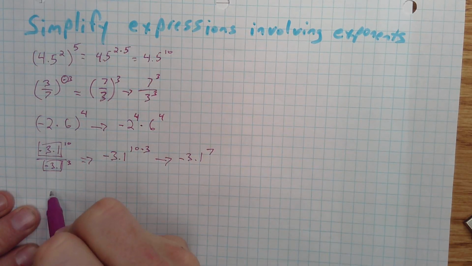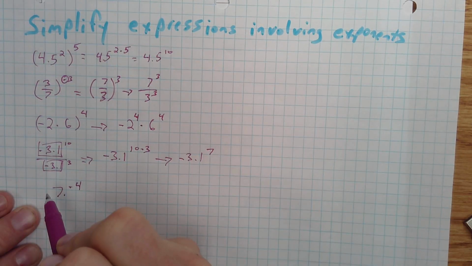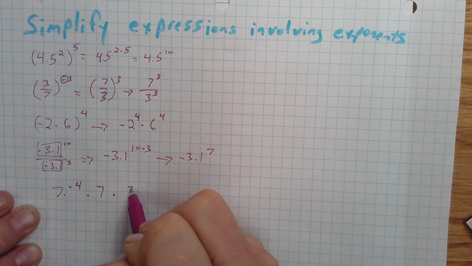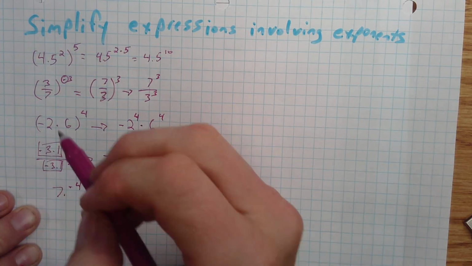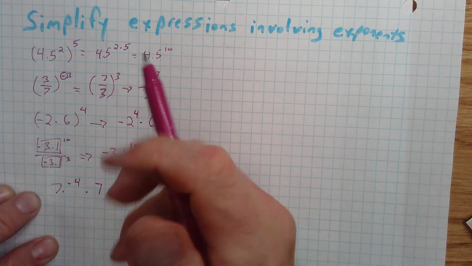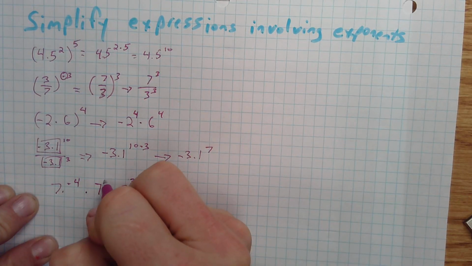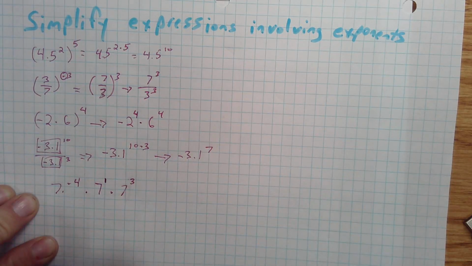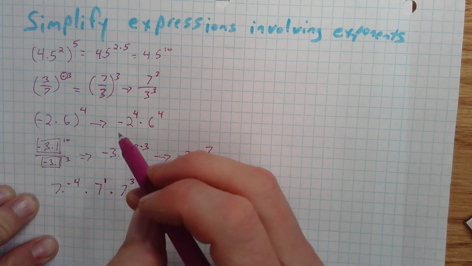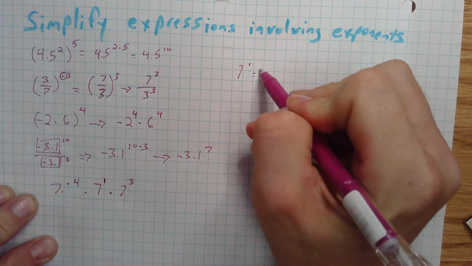And then here we go. Finally, we have negative 4, then you have a 7 times 7 to the third. Sorry, 7 to the third. Well, what is not shown here is that this is 7 to the first. If the exponent is blank over a base, it's to the first power, because remember, anything raised to the first power is itself.